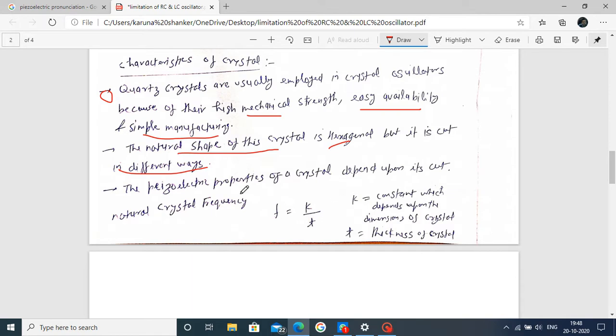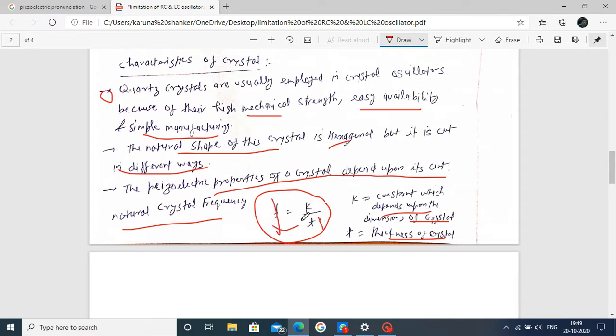The piezoelectric property of a crystal depends upon its cut, how the crystal is cut, like the X axis, Y cut, and Z axis. The natural frequency is f = K/t. K is a constant that depends upon the dimensions of the crystal, and t is the thickness of the crystal. By changing the thickness, the frequency changes. If the thickness increases, the frequency decreases.